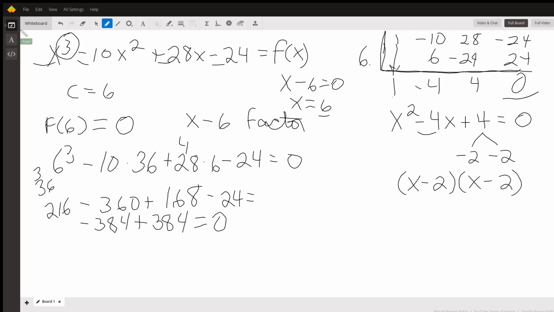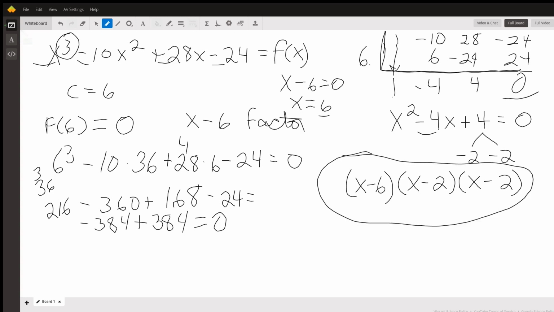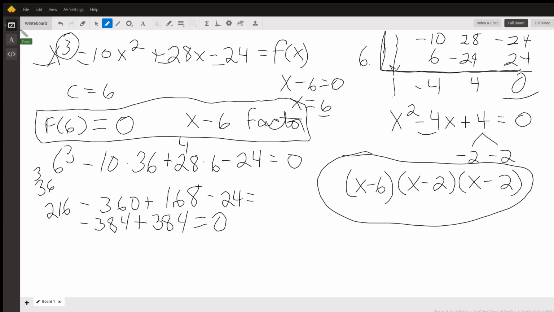And the other factor, not found by the factor theorem, but given by the question, is x minus 6. So these are all the factors of this polynomial: x minus 6, x minus 2, and x minus 2. And I used synthetic division to find those other two factors. And then this was the other part of the question. If f of 6 equals 0, then by the polynomial factor theorem, x minus 6 is a factor.